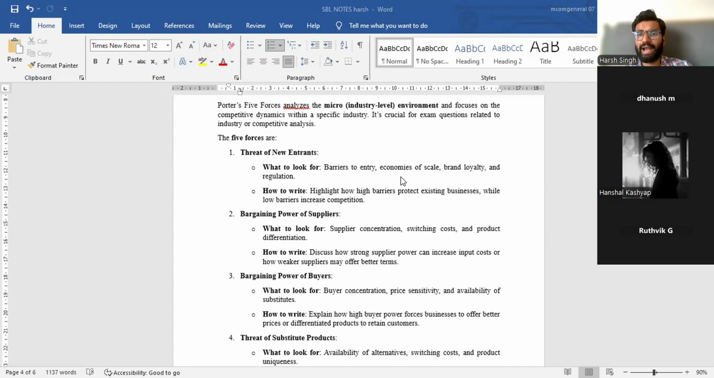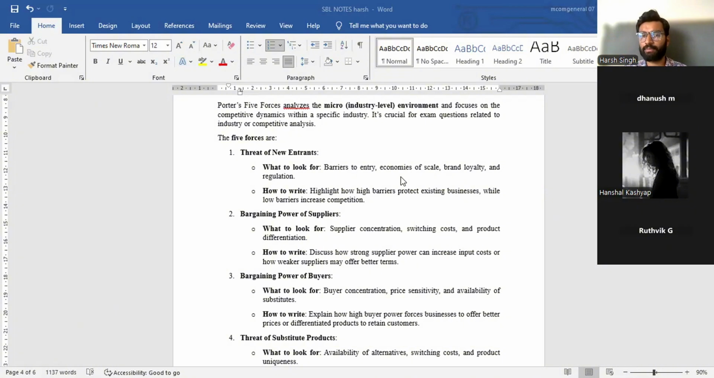Economies of scale, the brand loyalty, the regulations that are there. You have to talk about all these things. Then how to write? You have to highlight how barriers protect the existing business. If the barriers are high, it will protect the existing business. If the barriers are low, it will increase the competition. So threat of new entrants talks about whether people can enter into your industry or not. What are the barriers that are there to stop people from entering into your industry?